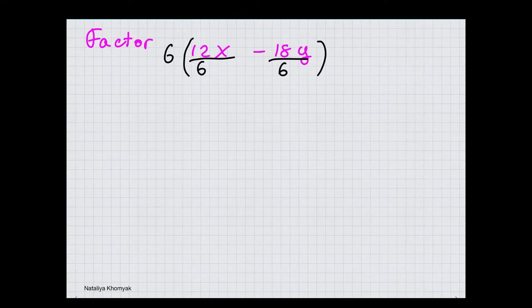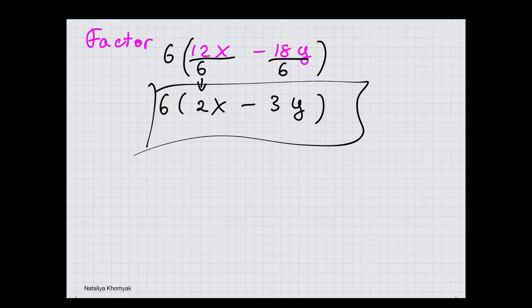On the next step, you want to reduce each fraction. We get 6 times: 6 goes into 12 2 times, we have x left over, minus 6 goes into 18 3 times, y. And this is our solution.